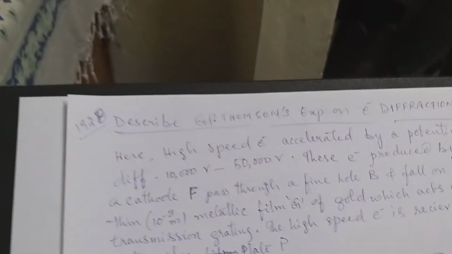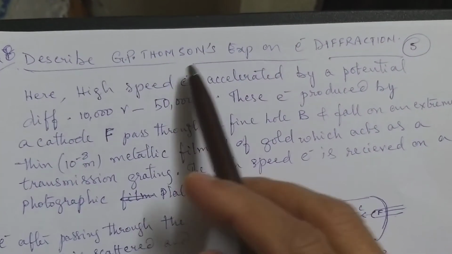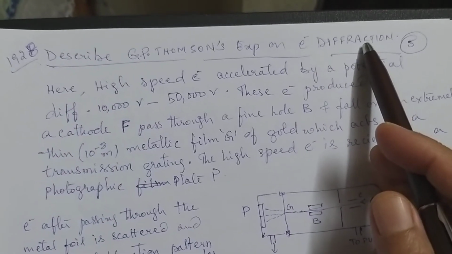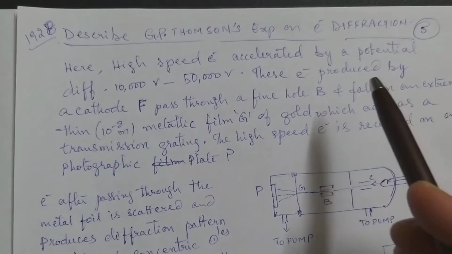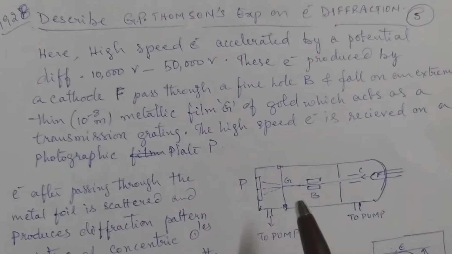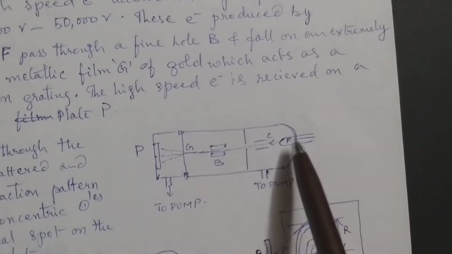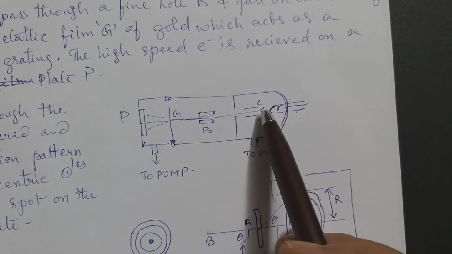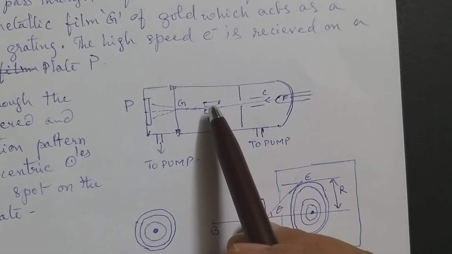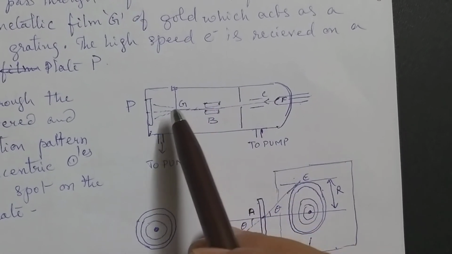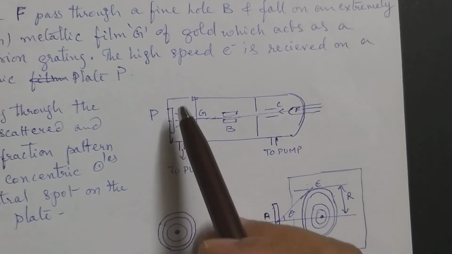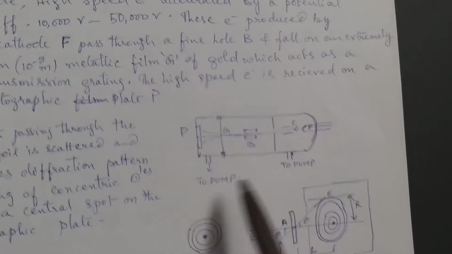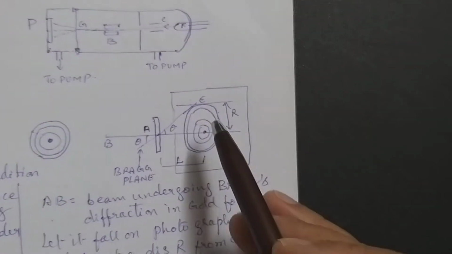Now another experiment supporting the dual nature of matter was G.P. Thomson's experiment of electron diffraction. Here he also got a similar diffraction effect. Actually this is the vacuum tube in which this is a filament producing the cathode rays, channelized by this and passing through B, so that they fall on a photographic plate here and produce a diffraction pattern like this.